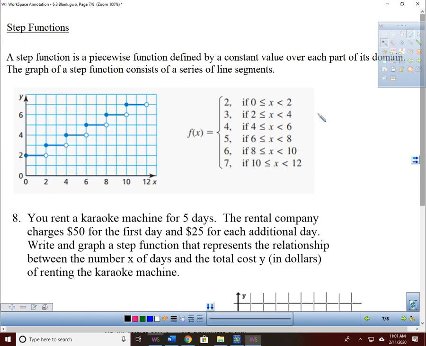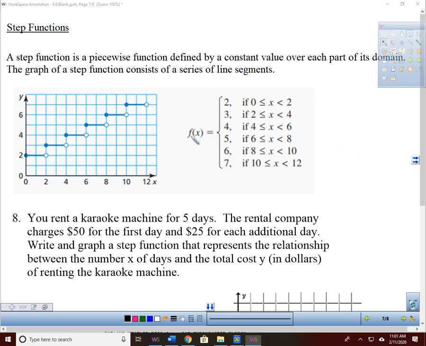All right. So number 8, we're talking about step functions. A step function is a piecewise function defined by a constant value over each part of its domain. The graph of a step function consists of a series of line segments. They call it a step function because it looks like steps, right? Like you're going up the stairs.